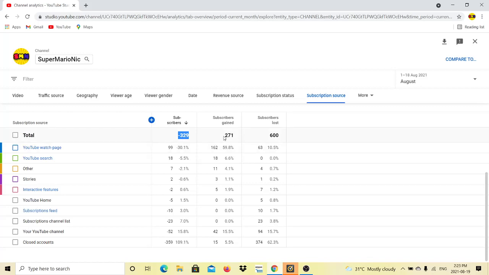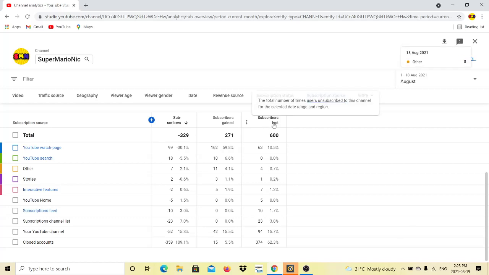329 subscribers lost, 271 gained. I don't know why it says 600 lost. I think it's because 329 plus 271 is 600. I don't know why they would say 600 lost. That doesn't make any sense. That's a wrong graphic. I think they meant to say in total.